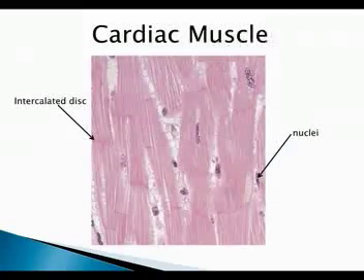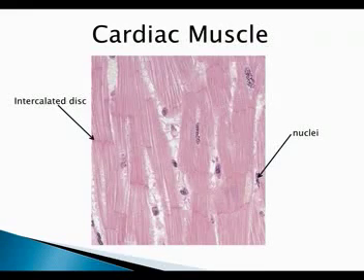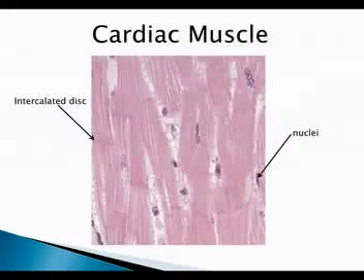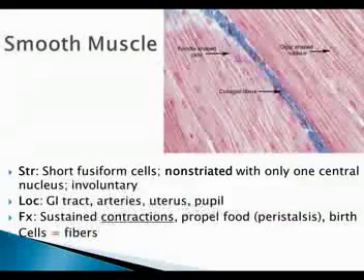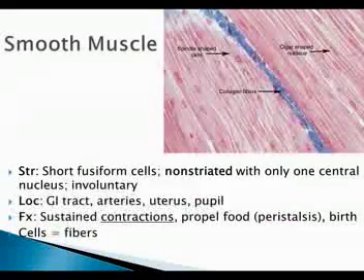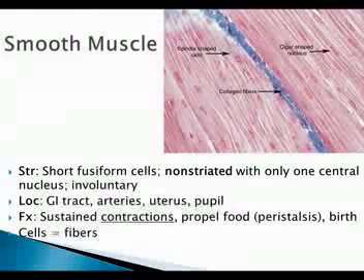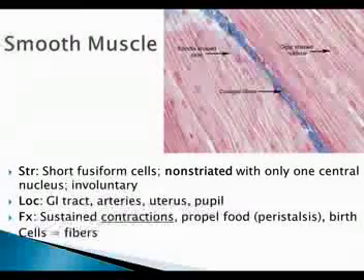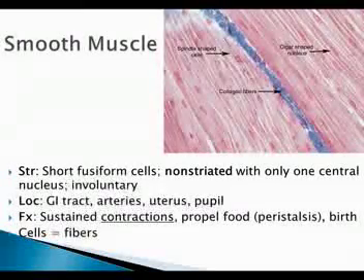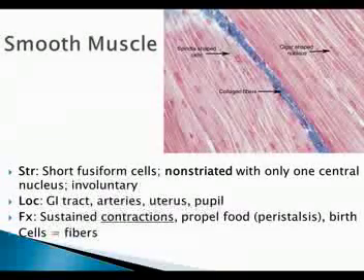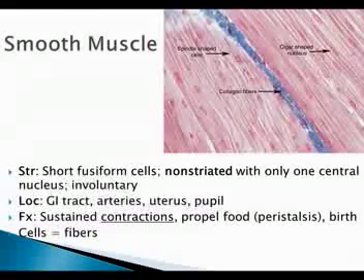All right, here's another image. You can see the intercalated disc, you can see the nuclei, you can see that they're branched. And you can also see the striations. Last one we're talking about is smooth muscle, which is relatively short. It's dealing with involuntary contractions. They're spindly. There's one nucleus per cell, which are also called fibers, just like skeletal muscle in this case.